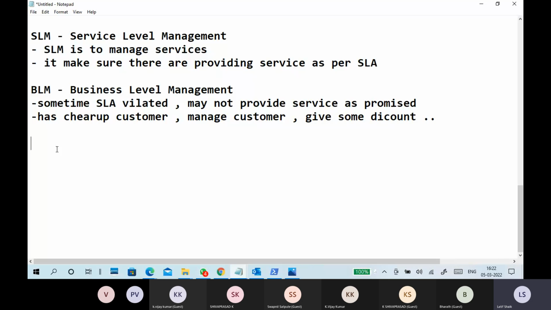BLM, business level management: whenever the customer service providing the service SLA is violated, or we are unable to provide, or there is an issue in the service providing, the BLM will cheer up the customers and give some offers or discounts to the customer. Then we can maintain the customer.